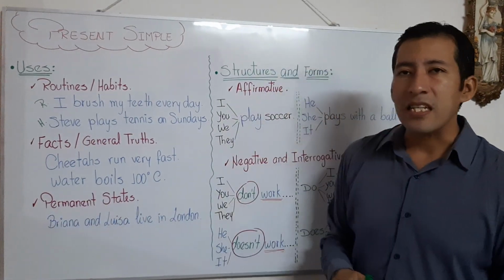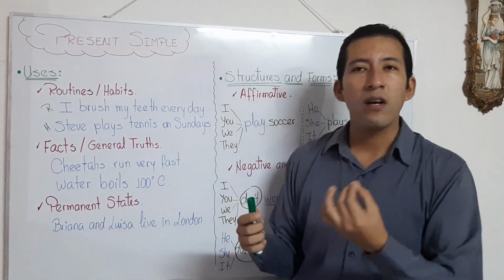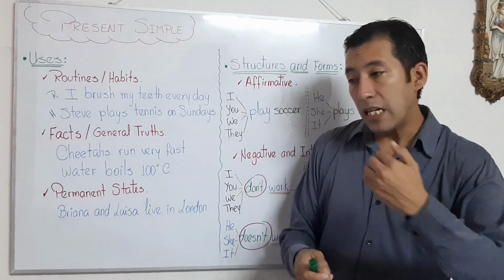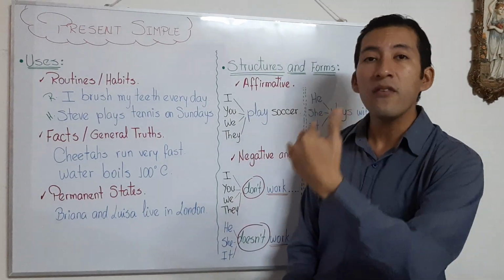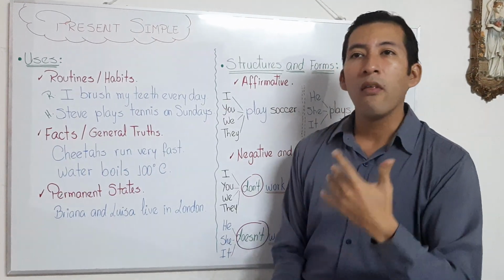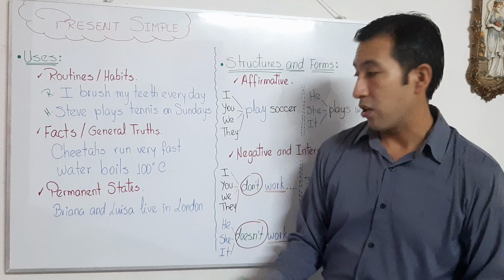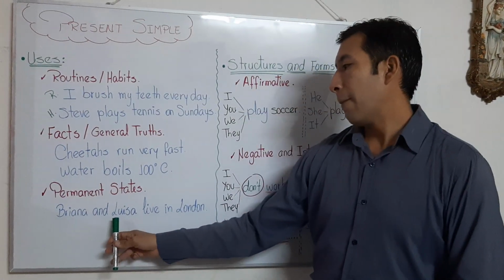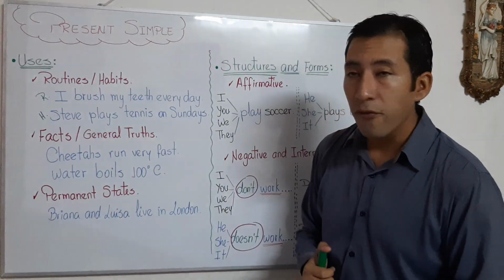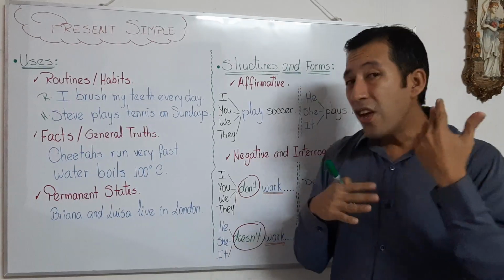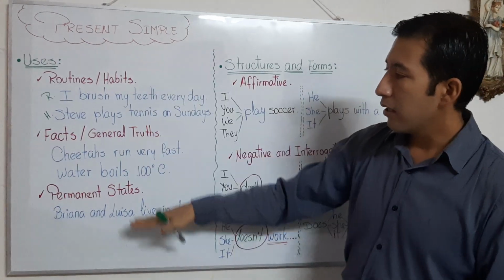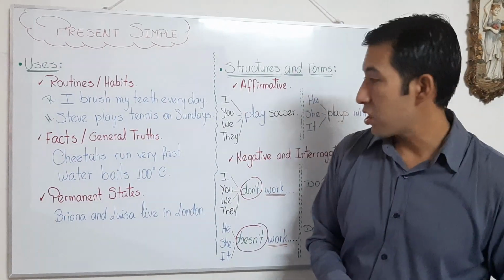Now, permanent states. In permanent states, obviously, we talk about permanent activities, like living in a place, which is 24 hours a day, 7 days a week, 4 weeks a month, 12 months a year, etc. So, for example, Brianna and Luisa live in London. Okay, so here we have three different uses of present simple. There are more uses, of course, but what we're going to talk about today are these three.